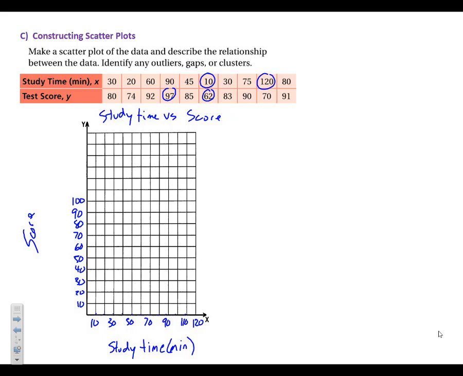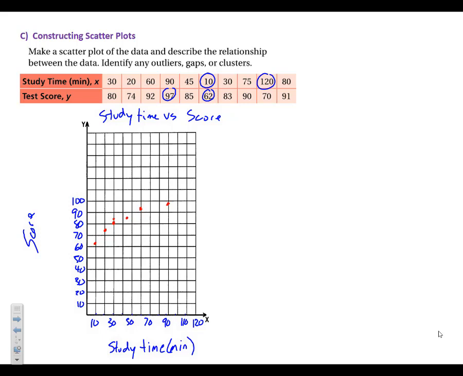Pretty straightforward. 30, 80. Put a point there. 20, 74. Go 20 and up to 74. Obviously, some of these we're kind of estimating. 60, 92. 60 all the way up to 92. And then 90, 97. 90 and up to 97. And 45, 85, so that's 40, 45, all the way to 85, right in there in the middle somewhere. 10, 62, 10 all the way up to 62. We have 30 and 83, and 83 is going to be right there, a little bit higher.